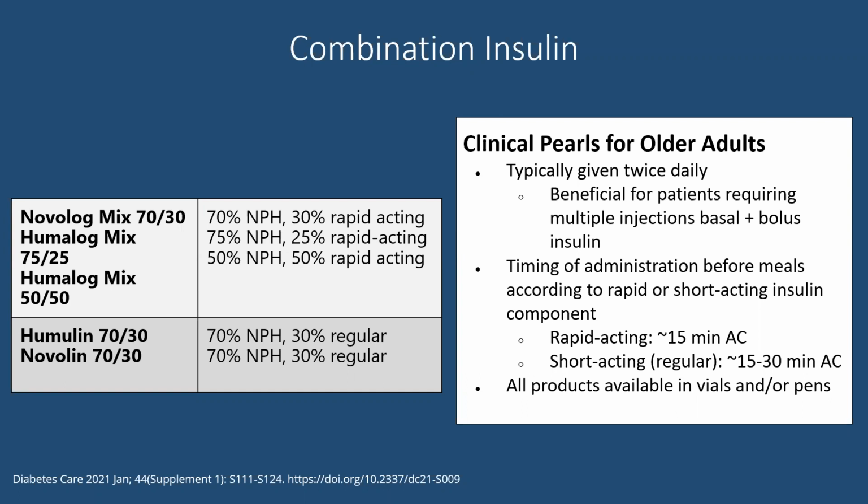So if you're using insulin in an older adult, this is a way to minimize injections. And so if you're thinking Lantus with rapid acting insulin together, this might be a simpler solution for your older patients. And again, these are available in vials and pens, but I'll talk about all that when we start talking about formulation. Next slide.